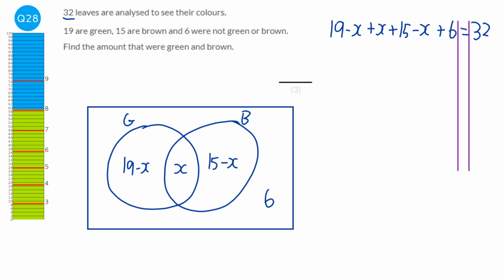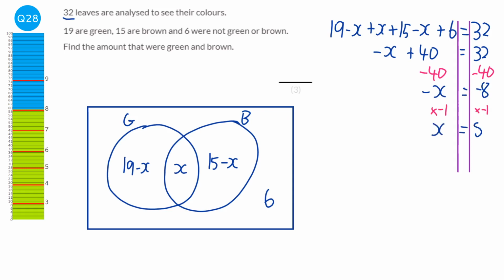And let's get our solving lines in. So we've got minus X and minus X, that will be a minus X. And we've got 19 plus 15 plus 6, which will be 40, equals 32. We're going to take away the 40 both sides. And we can just times by minus 1 both sides to make them both positive. So now we know X is 8, we can start filling in the Venn diagram.